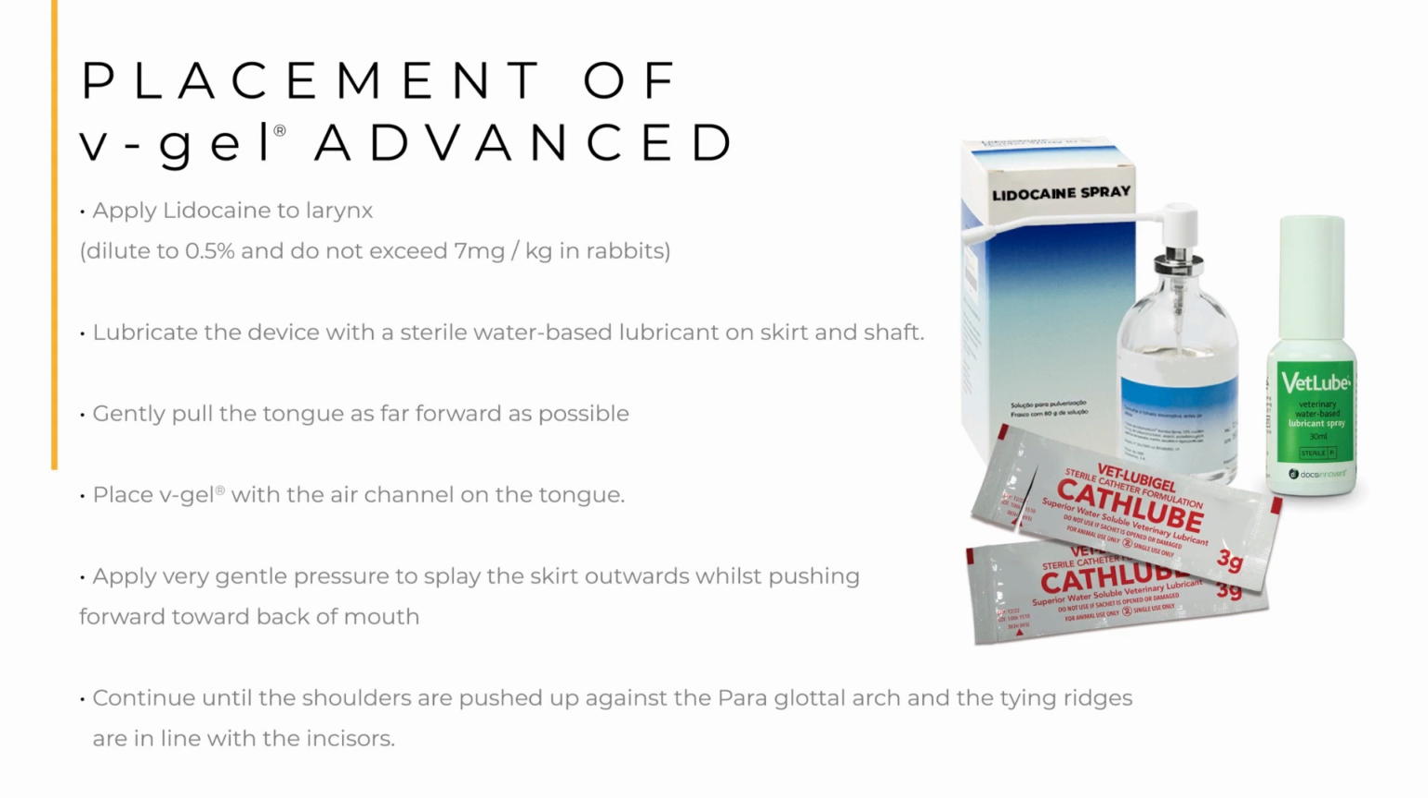Continuing this gentle pressure, advance the device towards the back of the mouth. As you continue, you will feel slight resistance through the paraglottal arch. Continue until the shoulders are pushed up against the paraglottal arch and the tying ridges are in line with the incisors. Once in place, tie the device to your patient and connect to the capnograph or circuit.